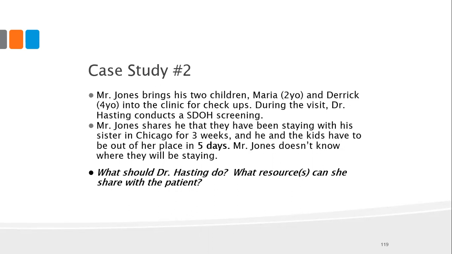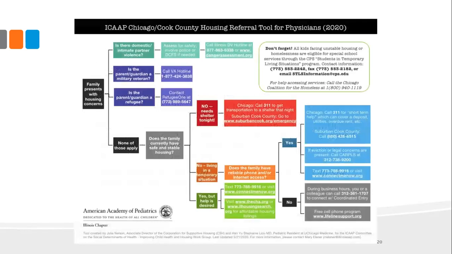She's really not able to accommodate them for any longer, and Mr. Jones doesn't know where they're going to be staying. So in this case, what do you think Dr. Hastings should do? What resources can she share with this family? And we'll go back to the tool. We'll again give everybody just about a minute to look through the tool and identify a couple of resources that you think you might provide for this family.